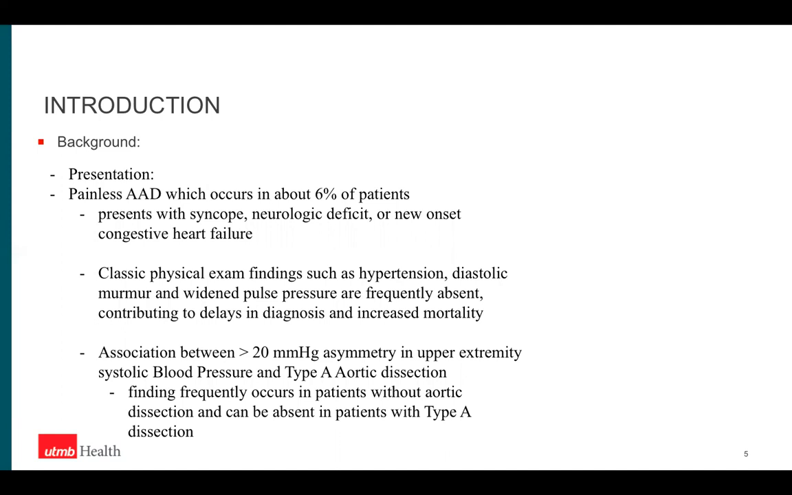The classic physical exam findings of hypertension, a diastolic murmur, or widened pulse pressure are frequently absent. This can contribute to delays in diagnosis and therefore increased mortality. And the classically quoted finding of greater than 20 millimeters of mercury asymmetry in upper extremity blood pressure, which can be present in type A aortic dissection, is frequently present in patients without an aortic dissection and also can be absent in patients with a type A dissection.